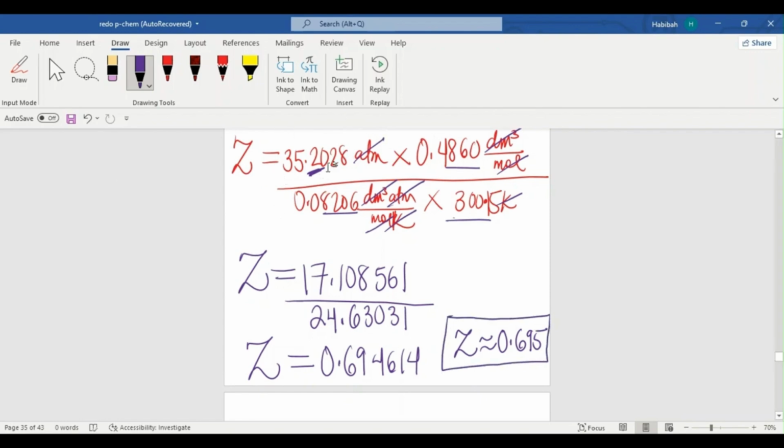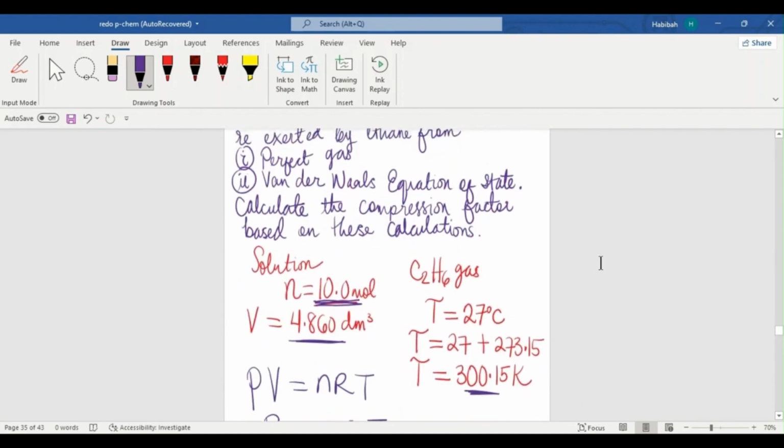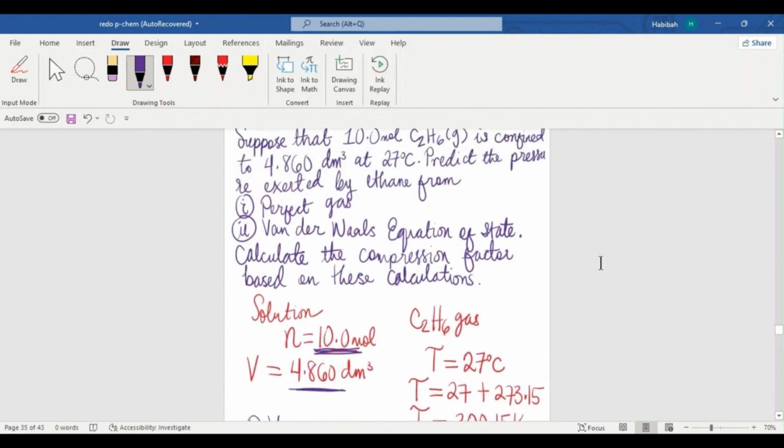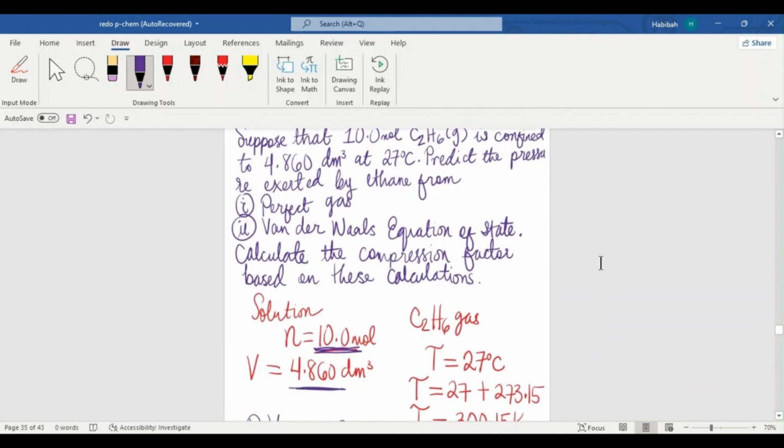The only reason pressure has more than 3 sig figs here is for the calculation, to get as accurate an answer as possible. So yeah, this is the answer to this question. We have successfully answered the value for pressure for perfect gas, van der Waals gas, as well as the compression factor.